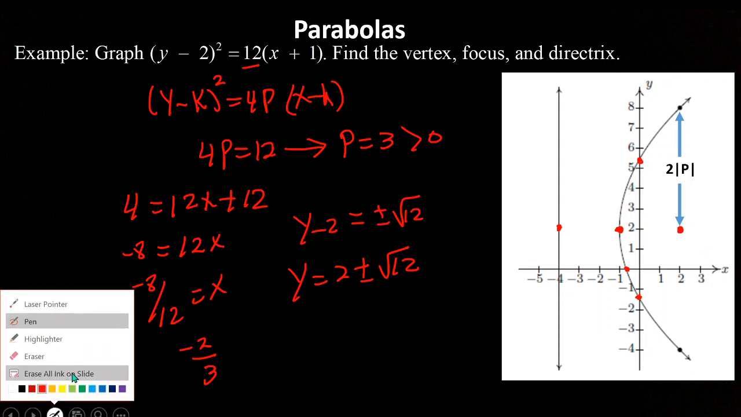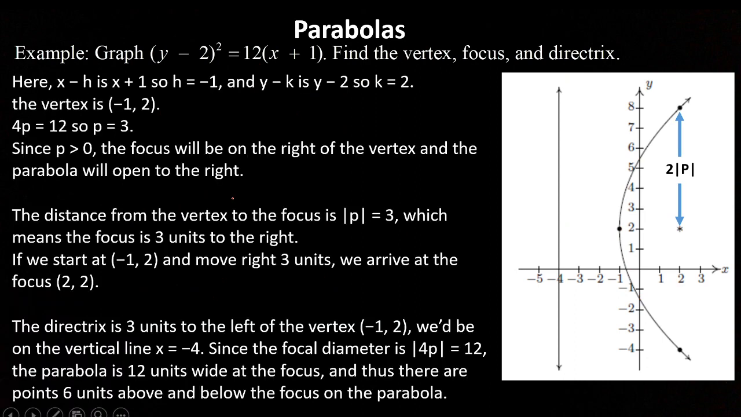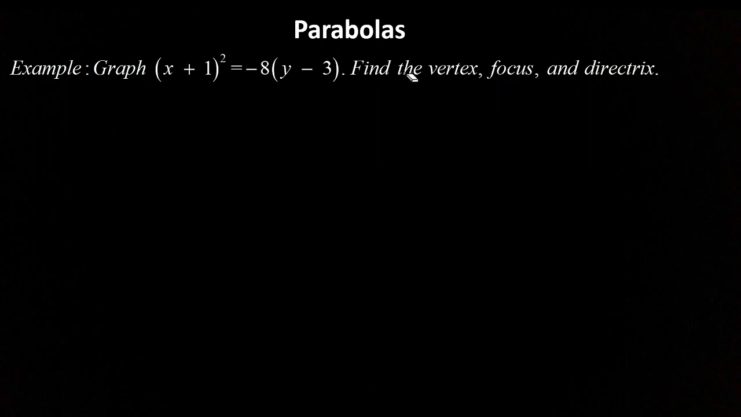Okay, so I'll let you read this. That's all the work I just talked about. And here is another one. Find the vertex, focus, and directrix. Okay, where is the vertex? It is at -1, 3, right? So -1, 3, -1, 1, 2, 3, right there. So that's my vertex. Is it opening up or down, or vertical or horizontal?